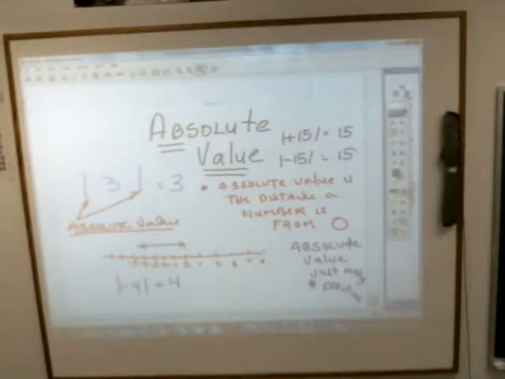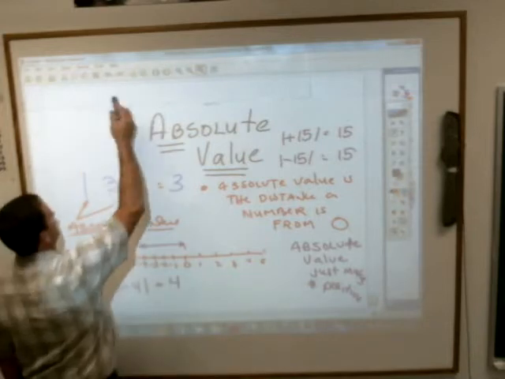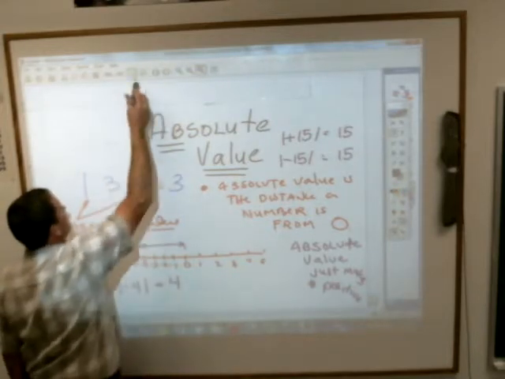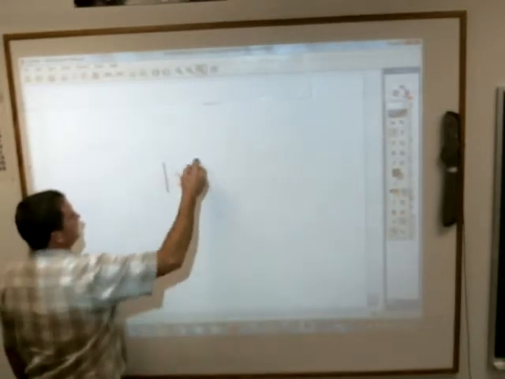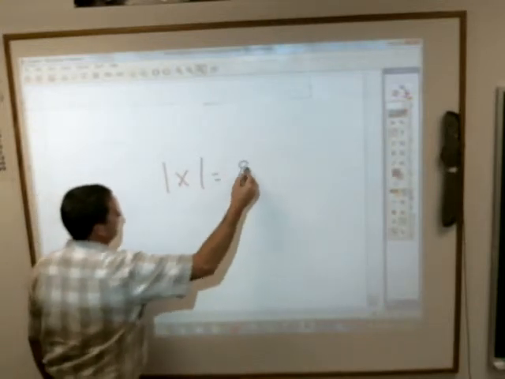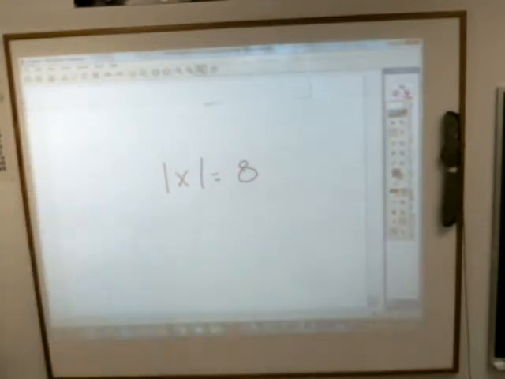The book will try to trick you, mind you. It'll ask you this question here. You have to be careful. They'll put that lovely little X, which means you get to pick what number goes there. The absolute value of what number is 8?